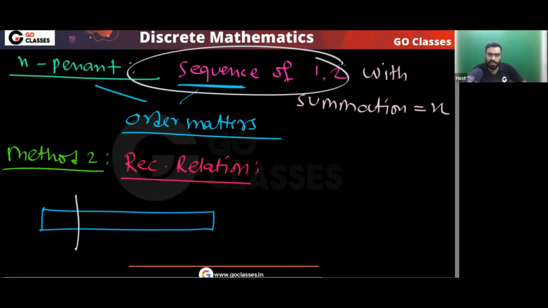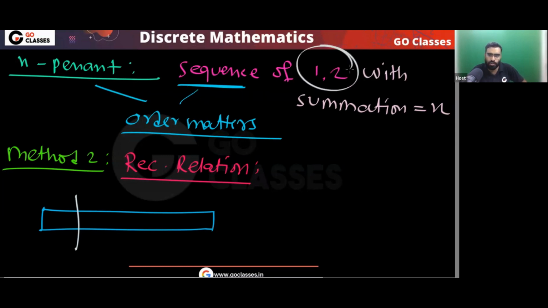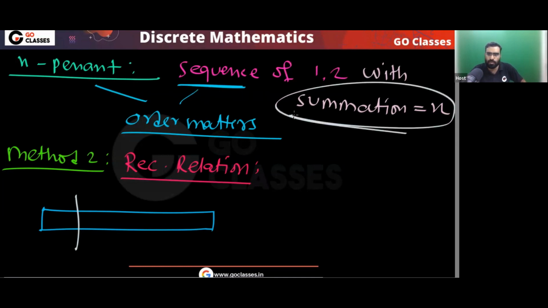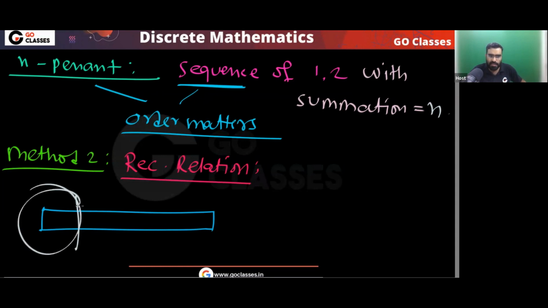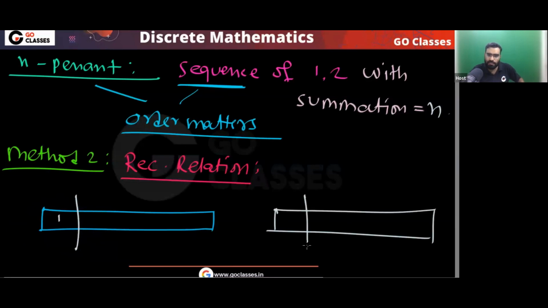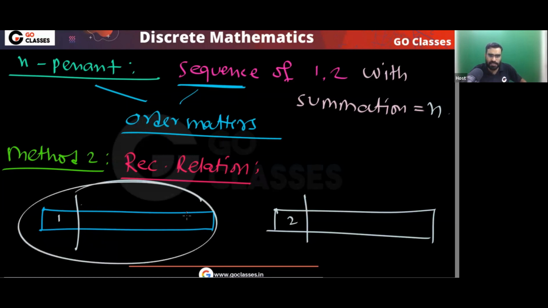N-pennant means this is a sequence of 1 comma 2. I can only use 1 comma 2. And the summation must be equal to n. And the order matters. So what I put here, that matters, correct? For example, if I put 1 here, can I say that will be different if I put 2 here? Because order matters, here I can say this and this, they are different, right?